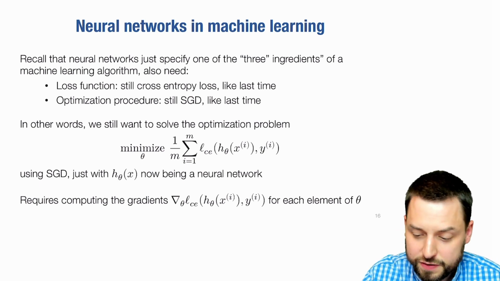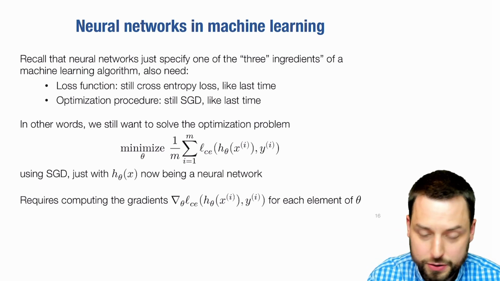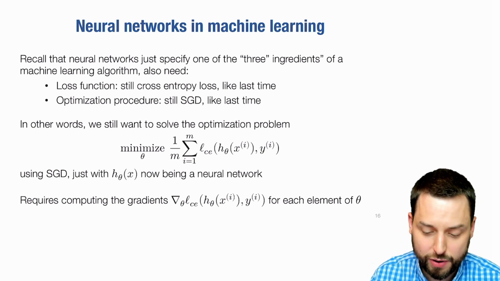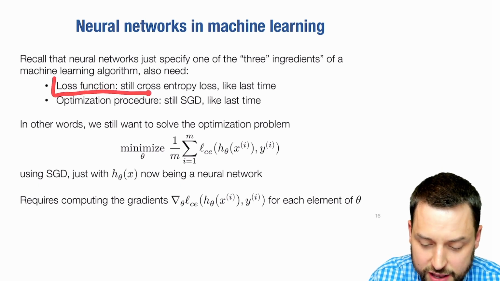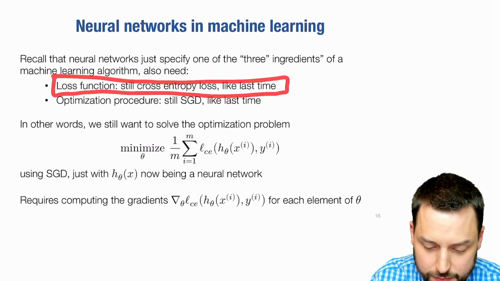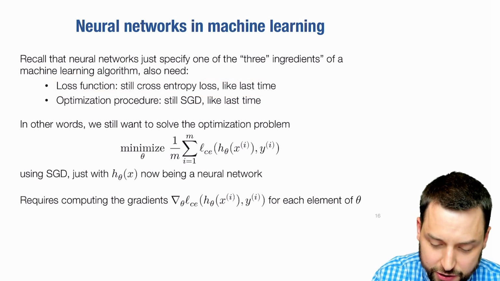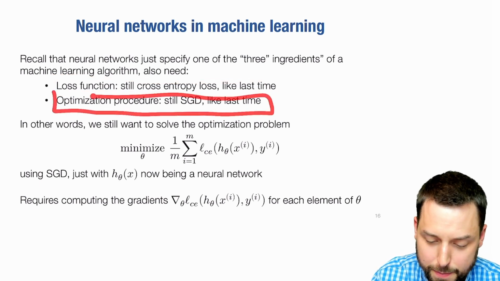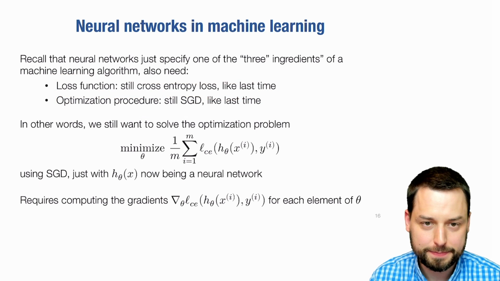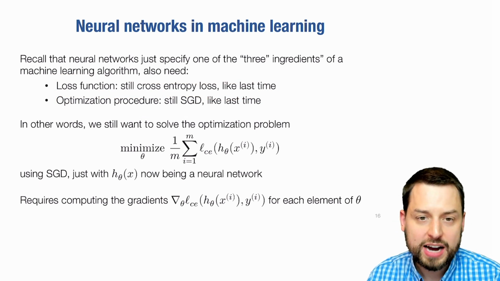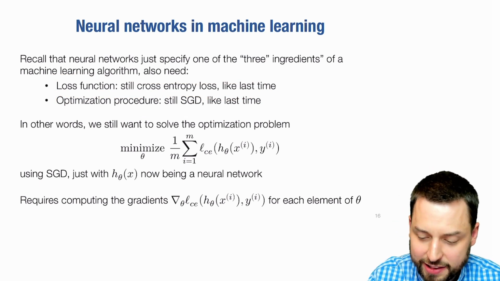And it turns out that two of these are exactly the same as before, as in the case of softmax regression. Our loss function is still going to be cross-entropy loss, and our optimization procedure is still going to be stochastic gradient descent. Both of these are exactly like last time. In other words, our actual optimization problem is exactly the same as before.